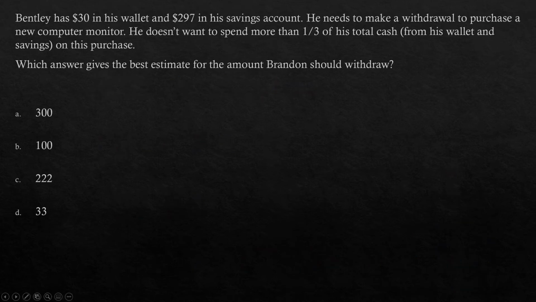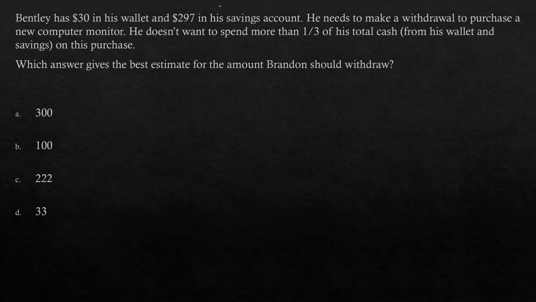Bentley has $30 in his wallet and $297 in his savings account. He needs to make a withdrawal to purchase a new computer monitor. He doesn't want to spend more than 1/3 of his total cash from his wallet and his savings on this purchase. Which answer gives the best estimate Bentley should withdraw?